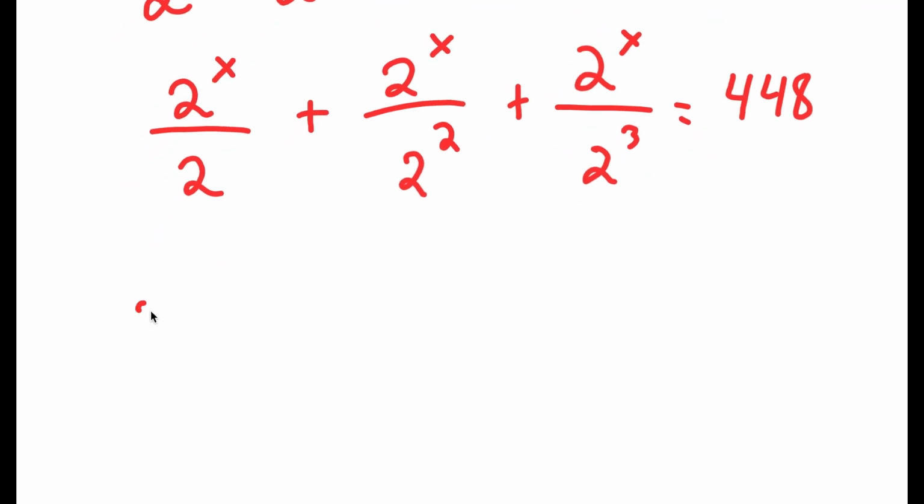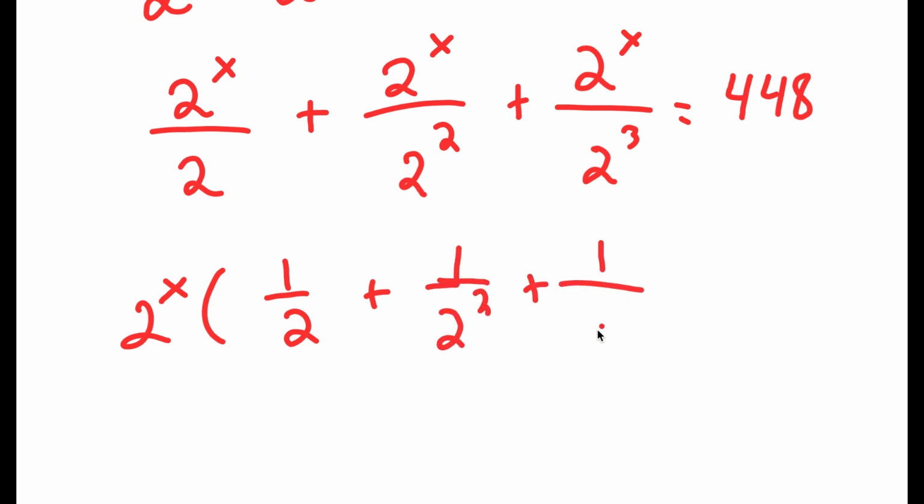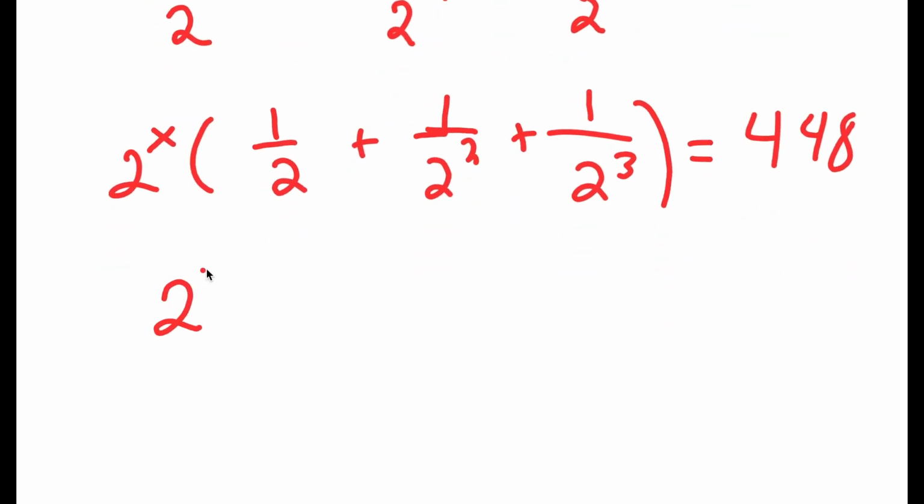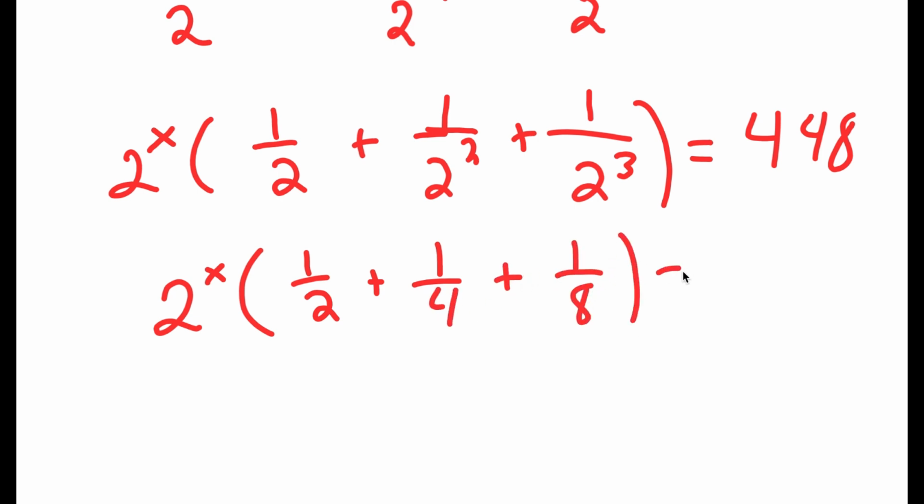Now if I factor out 2 to the power of x, I get 2 to the power of x times 1/2 plus 1/2 squared plus 1/2 to the power of 3. This is equal to 448. Now this is equal to 1/2 plus 1/4 plus 1/8. This is equal to 448.